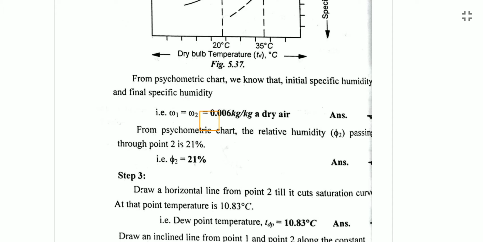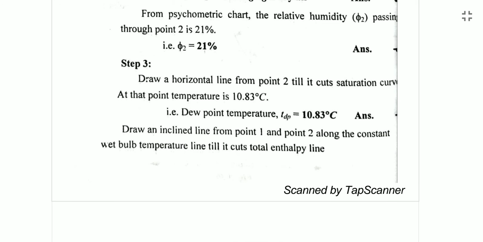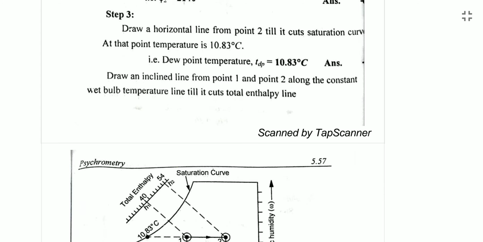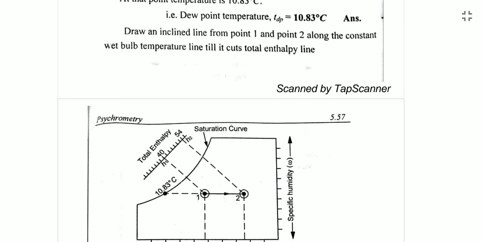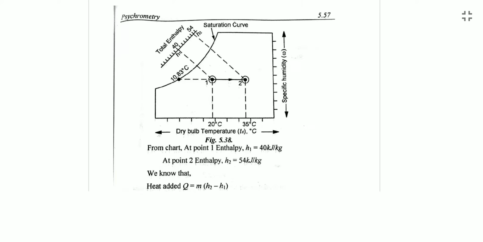So here omega 1 and omega 2 we already know are constant, and phi 1 and phi 2 we find. Phi 1 is given, phi 2 is 21%. They are asking us to find the dew point temperature, right? So how to find the dew point temperature? We have to draw a horizontal line to meet the saturated curve. That point we can mark, and that temperature is the dew point temperature, which is 10.83 degrees centigrade.